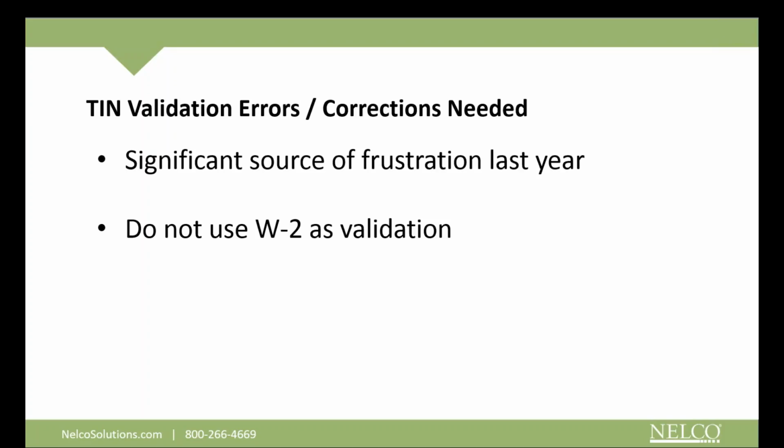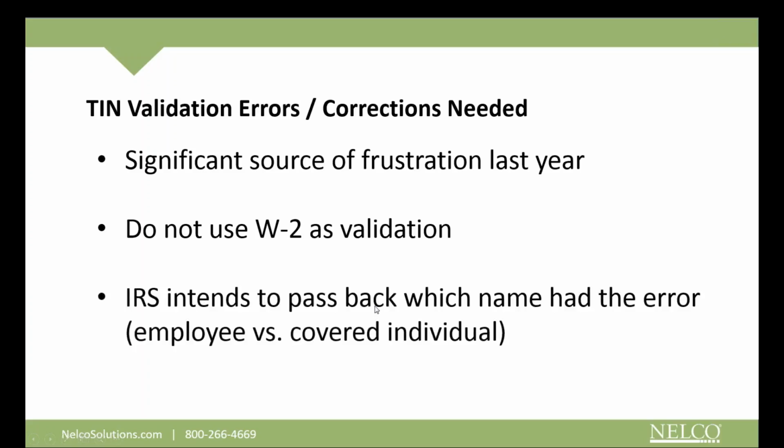So these are frequently called SSN match errors or TIN validation or TIN matching errors. And that's why, because they can't match the TIN to the name that you submitted. Couple quick things about this year. The IRS intends to pass back which name had the error. So for example, Joe's name's on there, and he also has his wife Mary and their son John and their daughter Jane. And last year IRS would just come back and say, hey, this 1095 is wrong. And you didn't know if Joe was wrong, if Mary was wrong, if Jane was wrong, or John was wrong.